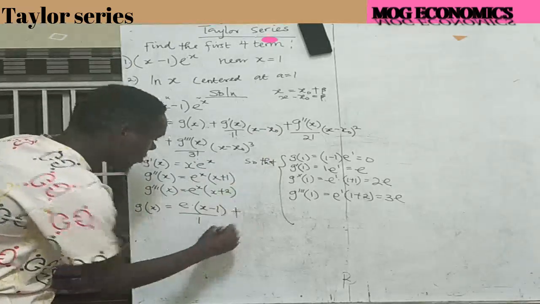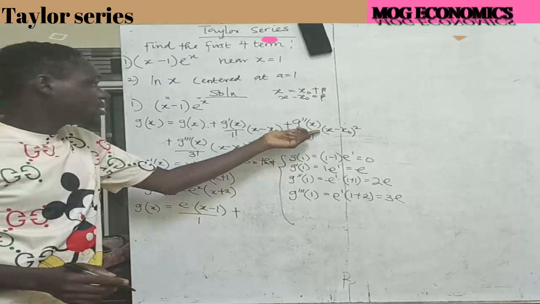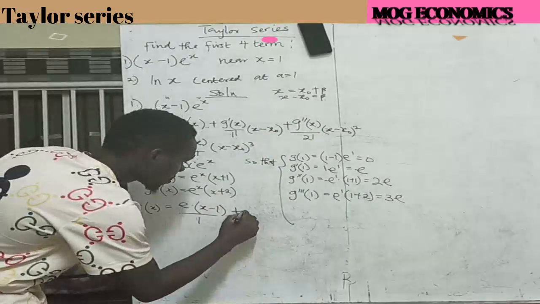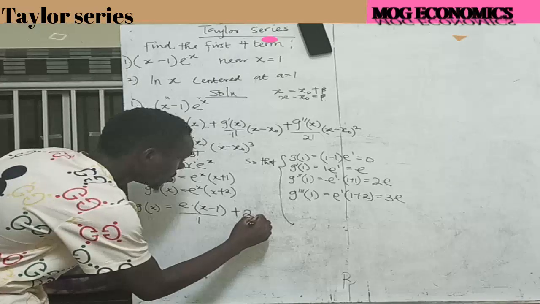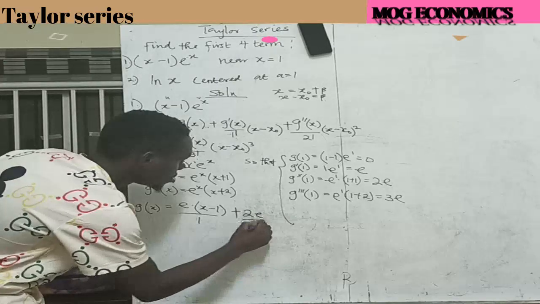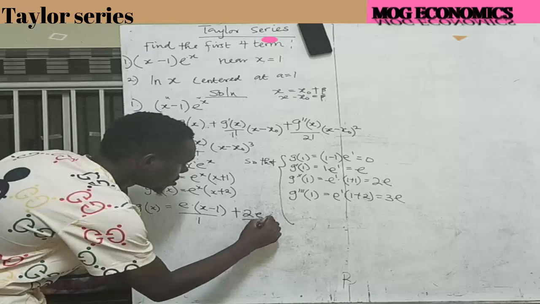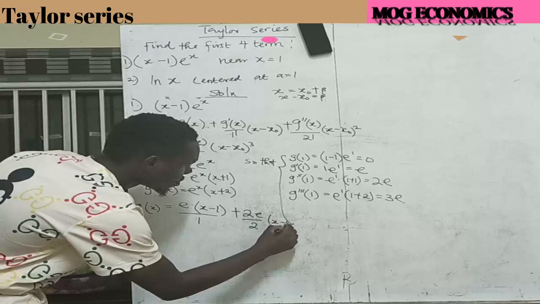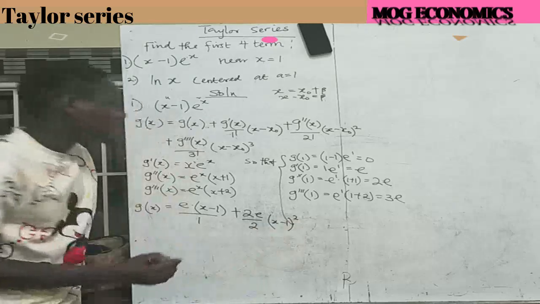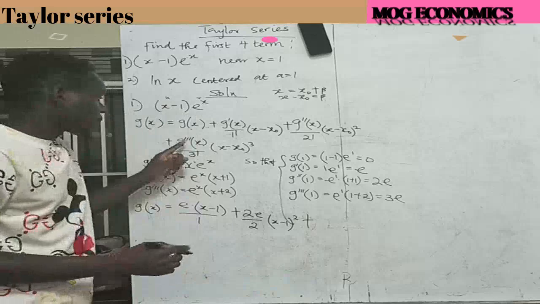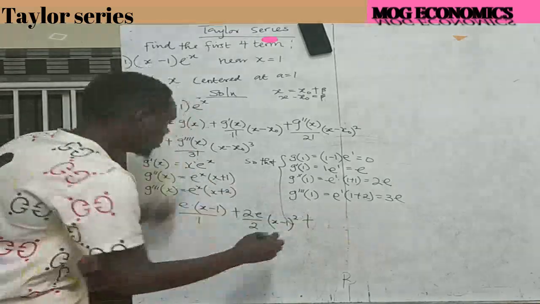Then for this the result here is 2e. So 2e, and here we have 2. Again, here x minus 1, substituting the value here, we have this. And for the third one here, this is the result, 3e.